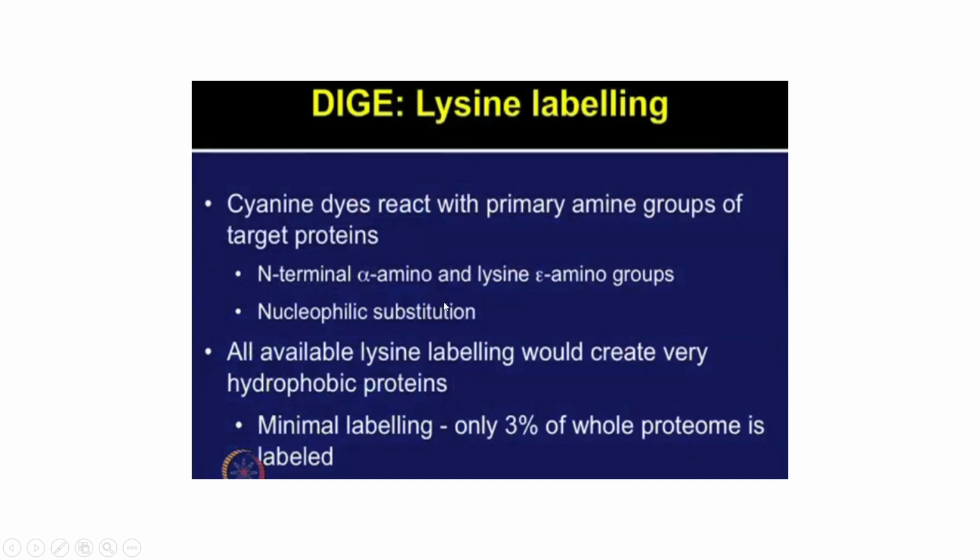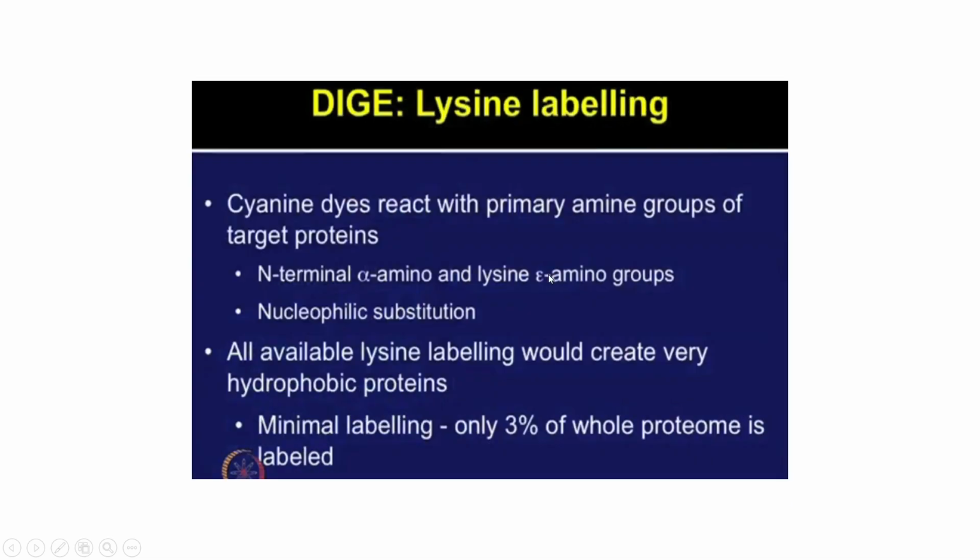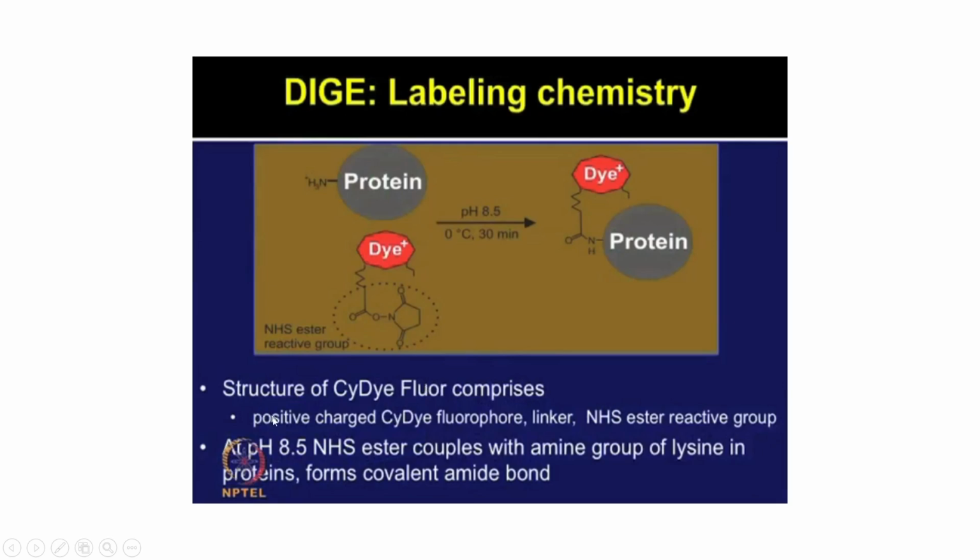Along with this primary amino group, it also binds with all available lysines, and labeling all of them would create very hydrophobic proteins. So it is minimal labeling: if all available lysines are labeled, then it will create a very hydrophobic protein. That's the reason for minimal labeling, where only 3% of the whole proteome is labeled, because if you try to label everything, it will become hydrophobic in nature.